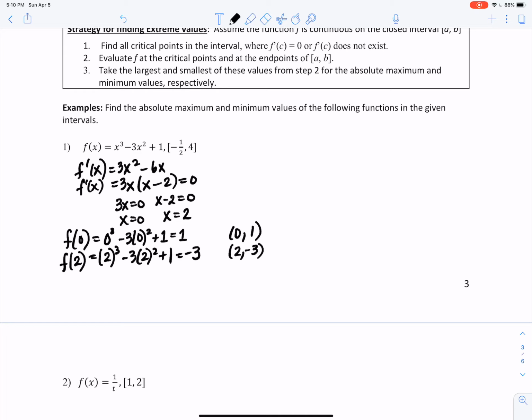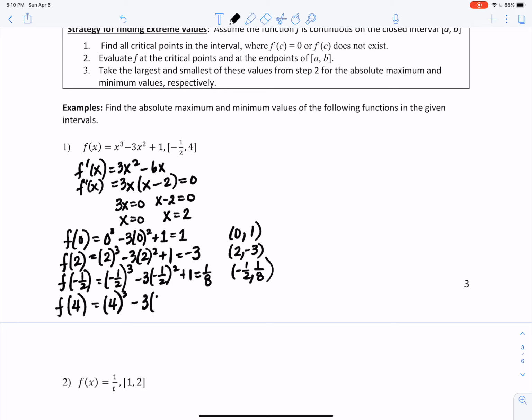Then I have 2 points, but now I also need to check those endpoints. So I need to check f of negative 1/2. I need to substitute that back into my original equation and solve for f of x. And when I do that, I end up with 1/8. So my next point is (negative 1/2, 1/8). And then my last endpoint is f of 4. So I'm going to plug 4 in for x, and when I do that, I end up with 17.